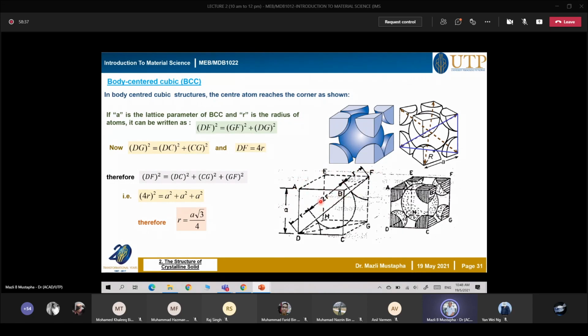So basically what I'm stressing is that you need to find the diagonal length. Why do we need to find this diagonal length? Because the atoms are touching each other. It is different for face centered cubic. Later on we will be dealing with face centered cubic. Don't worry.